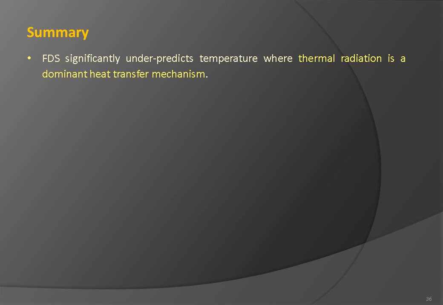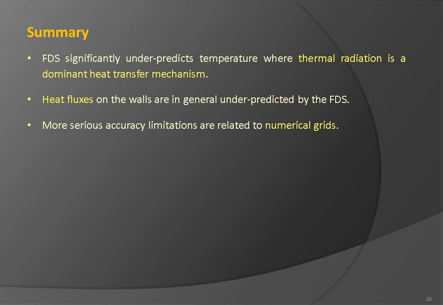It was established that in the region where thermal radiation is a dominant heat transfer mechanism, FDS significantly underpredicts temperature. Heat fluxes on the walls too are in general underpredicted by the FDS. This difference is small in the convection-dominated region, but becomes larger, up to 40%, where thermal radiation is important. Besides possible modeling shortcomings of thermal radiation heat transfer, there are also more serious accuracy limitations related to grid resolution of the near wall layer. That was briefly touched upon in the lecture.